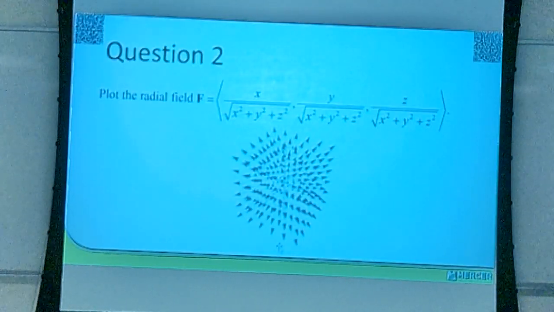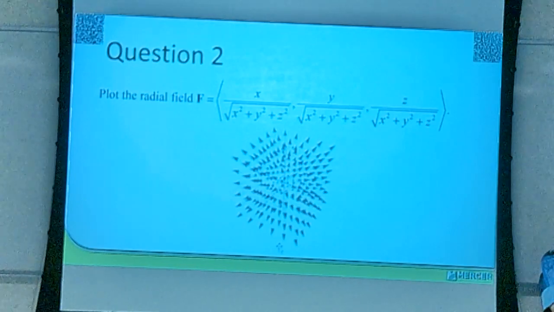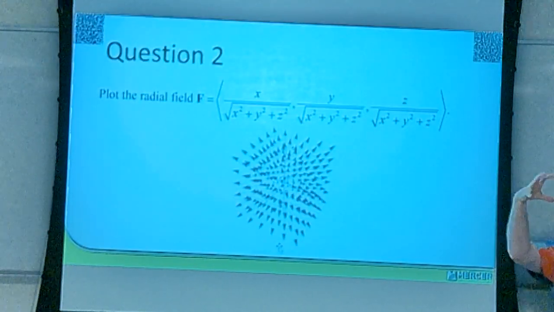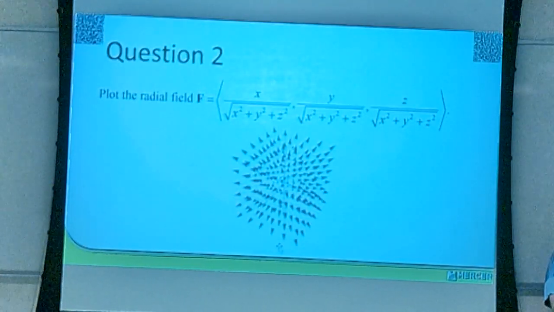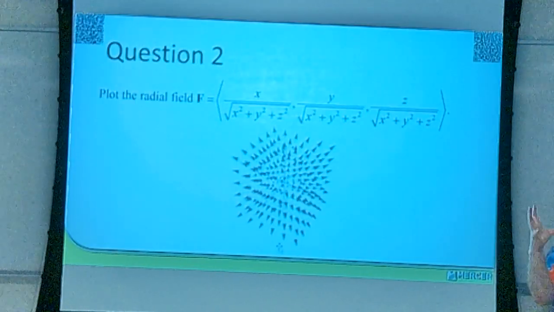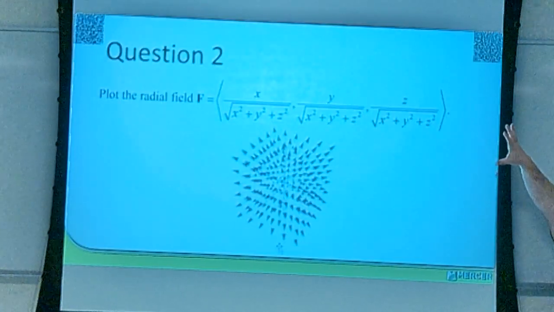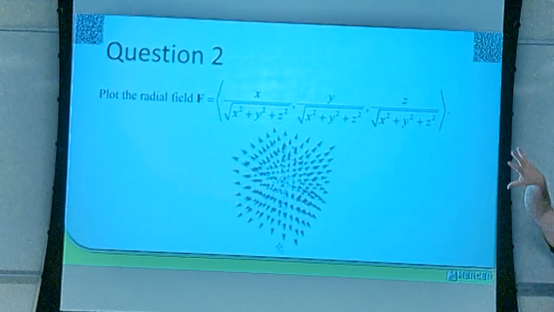Gravity, electric, and magnetic forces are all radial. Gravity points in towards the center, right? It pulls you in towards the center. So do electric and magnetic. They pull towards the center, or repel from the center, depending on the charge.